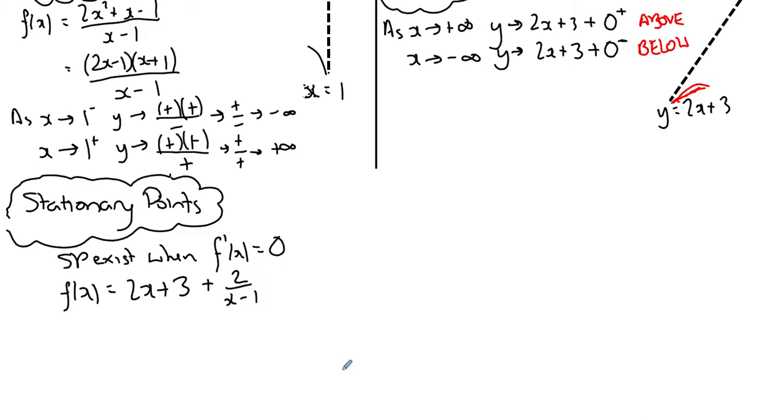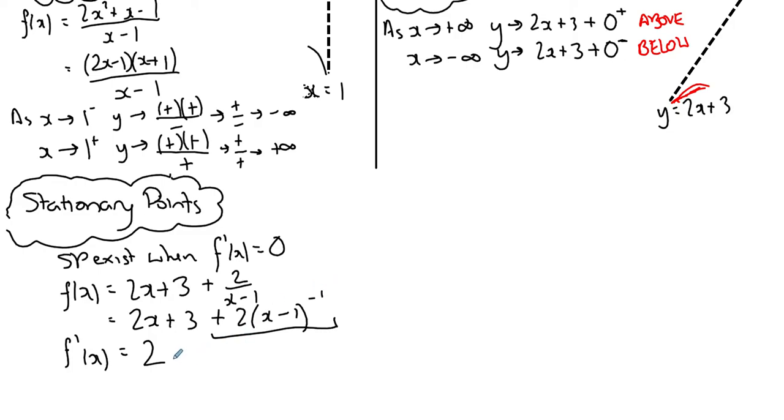It's much easier to differentiate that than the original rational function, because we'd need to use the quotient rule. We don't really need to for this one, because that's just 2x plus 3 plus 2 times x minus 1 to the negative 1. If we differentiate that, 2x goes to 2, 3 disappears, and if we differentiate this function here, negative 1 times 2 is negative 2, multiplied by x minus 1, reduce the power by 1, and multiply by the derivative of the bracket, or the coefficient of the x term, which is just 1.